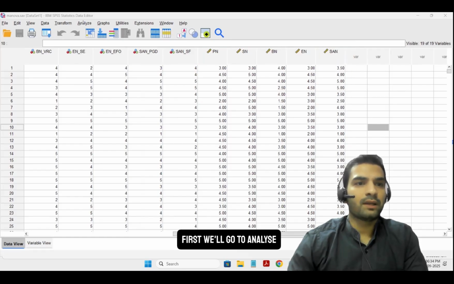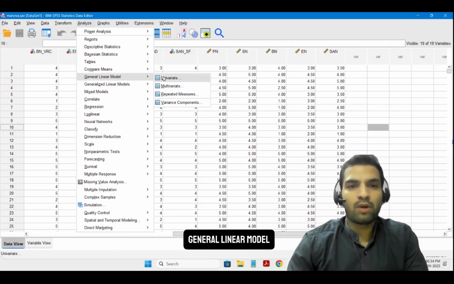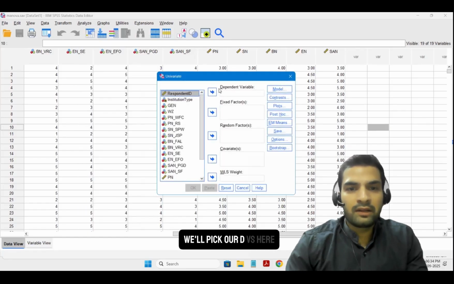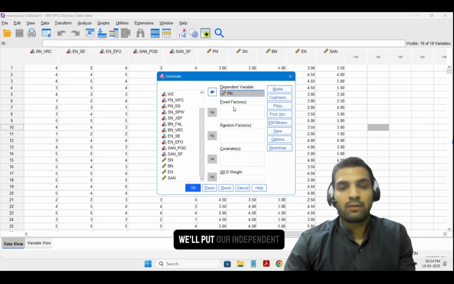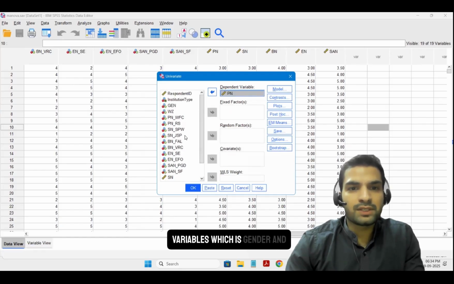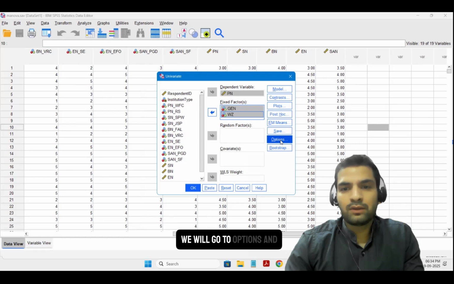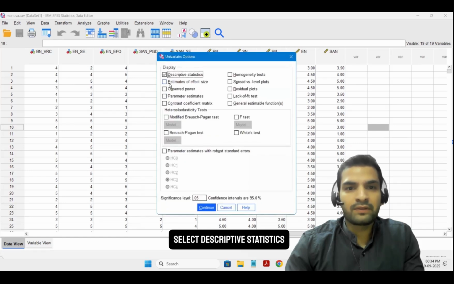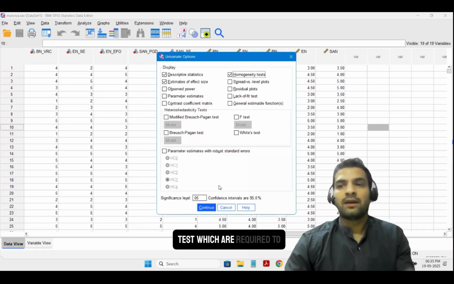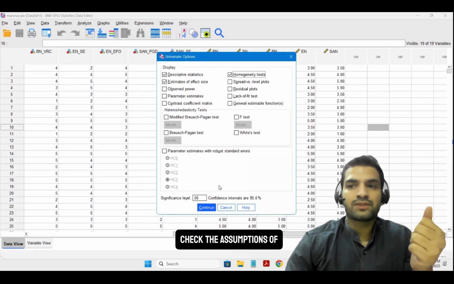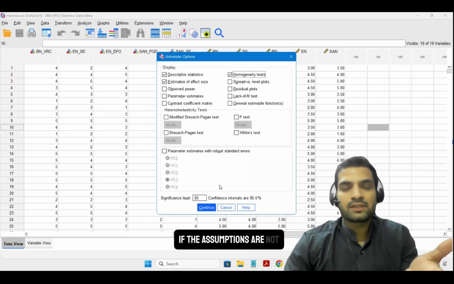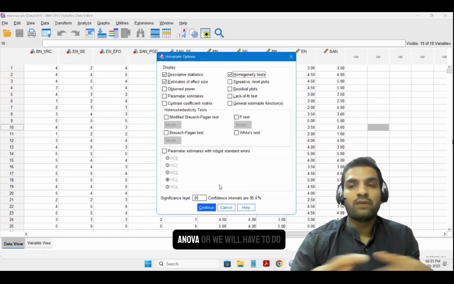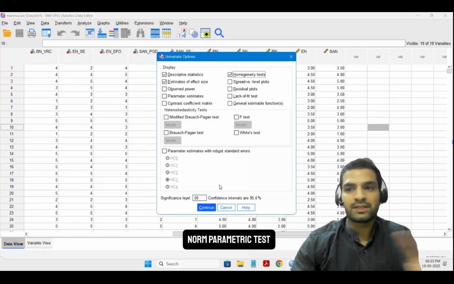First, we'll go to Analyze, General Linear Model, Univariate. We'll pick our DV here, which is PN. In Fixed Factor, we'll put our independent variables, which are gender and work location. We will go to Options and select descriptive statistics, effect size, and homogeneity test, which are required to check the assumptions of ANOVA, whether they are fulfilled by the data or not. If the assumptions are not fulfilled, then we cannot do ANOVA or we'll have to do a non-parametric test otherwise.